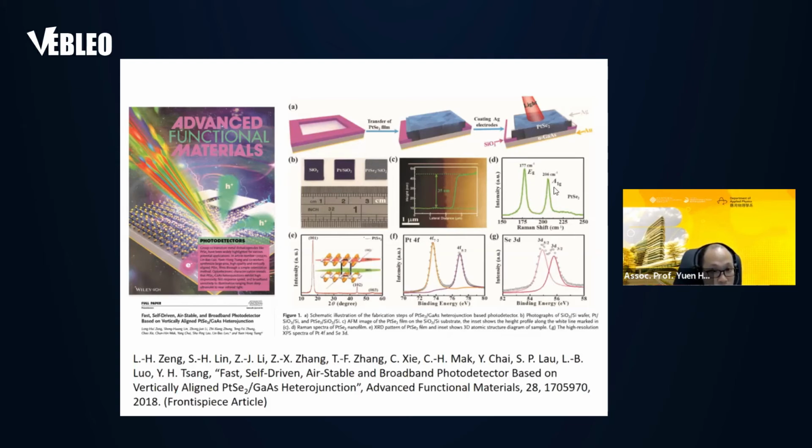So we actually deposit the PdSe2 material on top of gallium arsenide, N-type gallium arsenide material, and form a heterojunction structure. Okay, so here's some characterization. After deposition, the color changes, you can see from figure B. And our work is actually highlighted by Advanced Functional Materials. It's a cover page article.